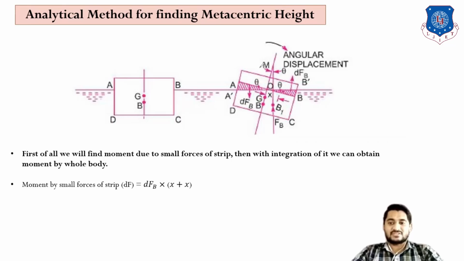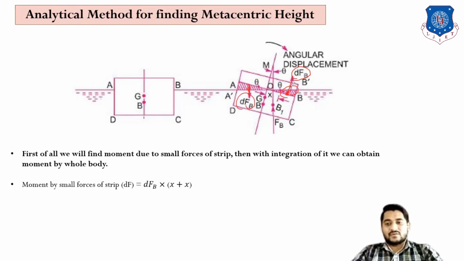So first of all, if you want to find the metacentric height, then we simply have to balance the moment equation. In this, one section is OB dash and one section is OA dash, both in exactly opposite directions and of equal volume. At this section, we consider one small strip. This small strip force dFB acts on the upward side, because this section goes downward, and this section goes upward, so dFB will act on the downward side.